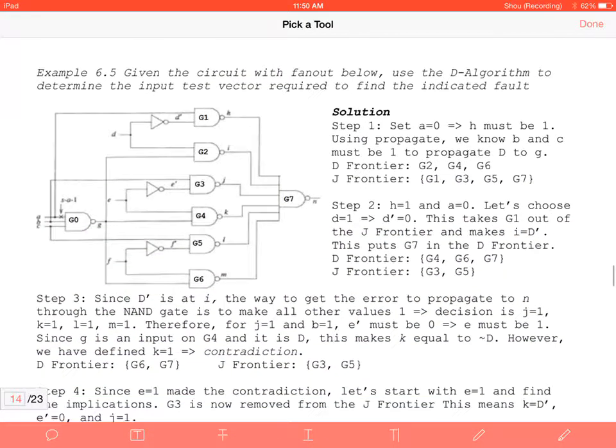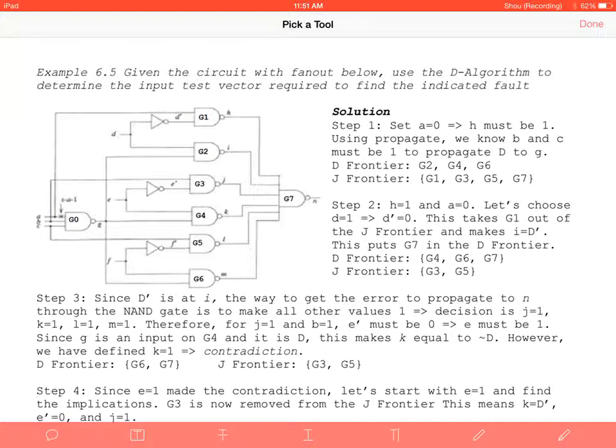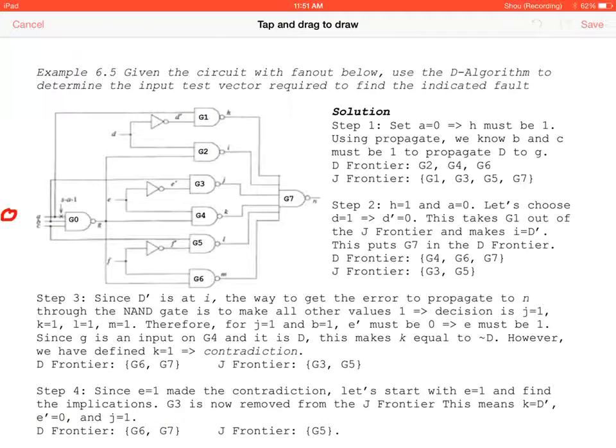So we have this circuit here, for example, 6.5. Use the D algorithm to determine the input test vector required to find the indicated fault. Here, we have indicated this node, this input to G0, which is the NAND gate, is stuck at 1. Where this becomes problematic is, let's say A is 0. It's going to trigger it there. But here's the thing. The actual value is going to go as the input to the NAND gate. So that input to that NAND gate is 0. That means we're going to have 1 as the output of H automatically, right? And so you can see that it has some sort of impact on the output.